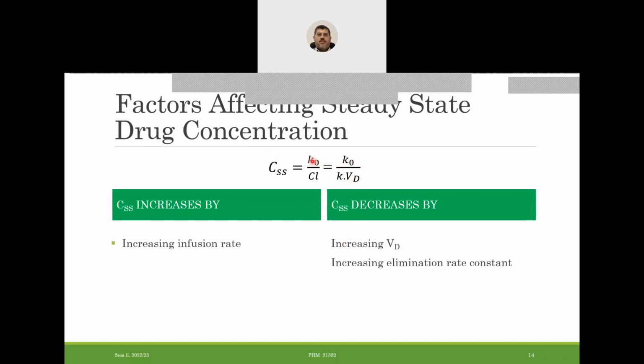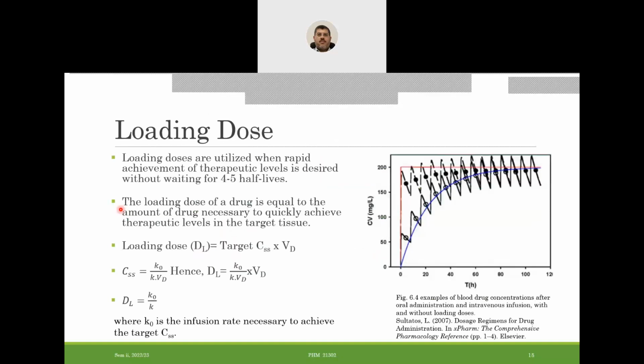So you give two patients the same drug at the same infusion rate, but there are differences in clearance values or volume of distribution values. The one that has higher VD has less concentration. The one that has a higher elimination rate constant will have less concentration. If both are the same in elimination and volume of distribution but you give different infusion rates, the one that gets the higher infusion rate will achieve a higher concentration at steady state.